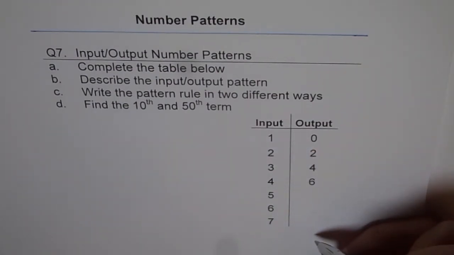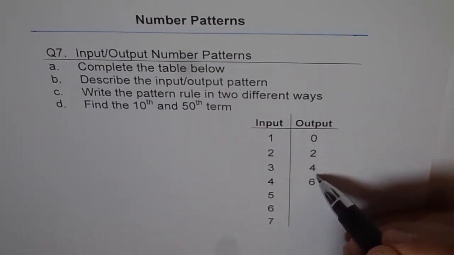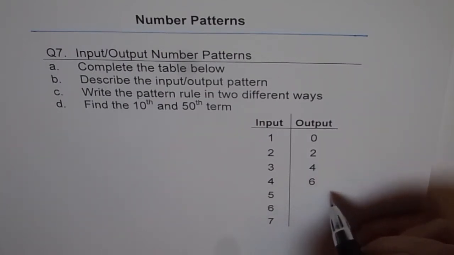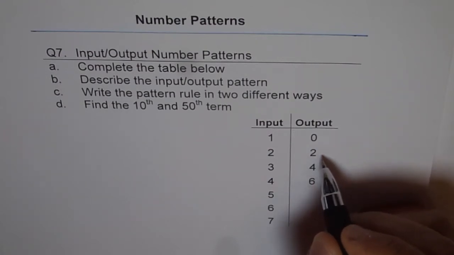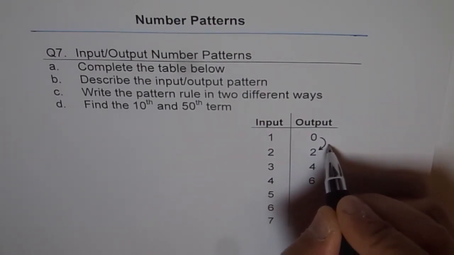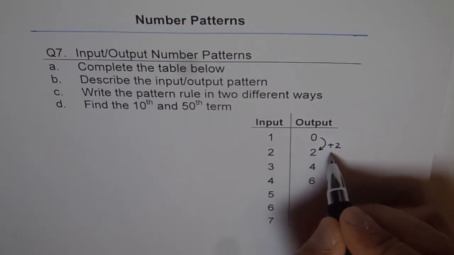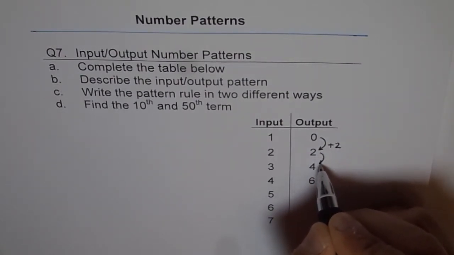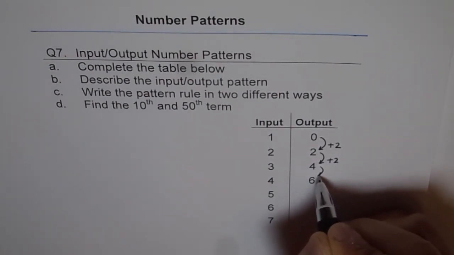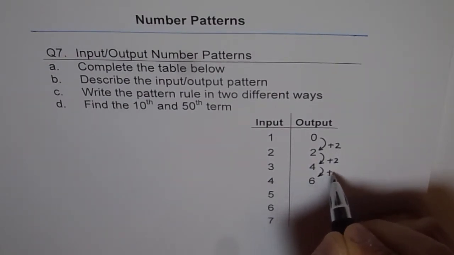Another way to complete this table is you can go with the output pattern. 2, 4, 6, 8, 10, like that. So what do you notice? You notice that it goes up by 2. So to go from 0 to 2, you have to add 2 each time. Do you see that? So that is the number pattern. Add 2 each time, and so you get the next term. Do you see that?